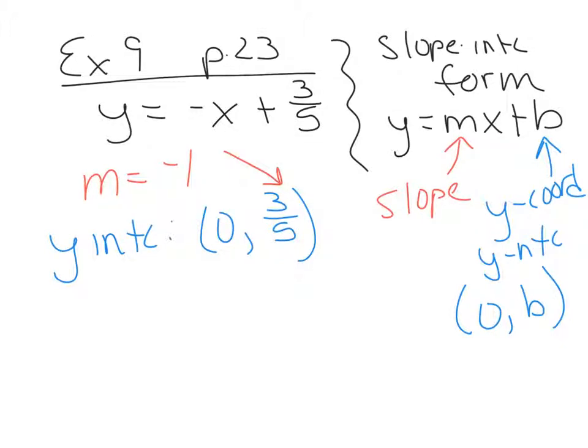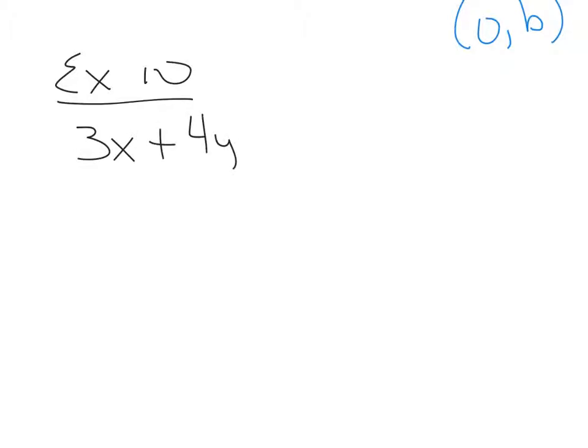All right, let's scroll this up. Let's go to example 10. Same type of question. Find the slope and the y-intercept. This time the equation says 3x plus 4y equals 7. And I'm hoping the first thing you notice is this is not in slope-intercept form, which is y equals mx plus b. So you can't see the slope or the coordinate for the y-intercept until you put this equation in slope-intercept form, which just means we're going to isolate y.